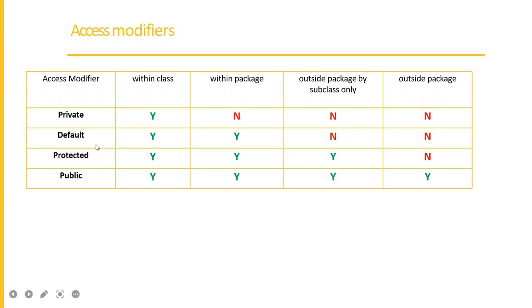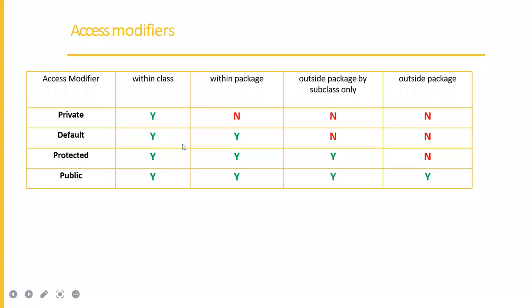Now, the default is used only if you are not providing any modifier. This type is what we call the default modifier. The default modifier is applicable within the class and within the package. Outside the package, for the subclass, we cannot use it. The protected modifier we can use within a class, within the package, and outside the package for its subclass also. Outside a package, we cannot access the protected modifier.